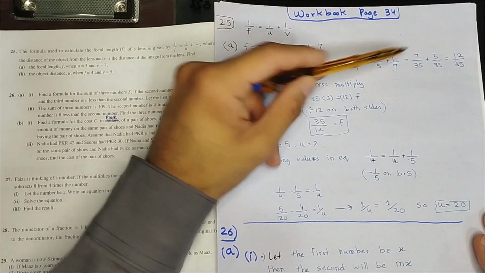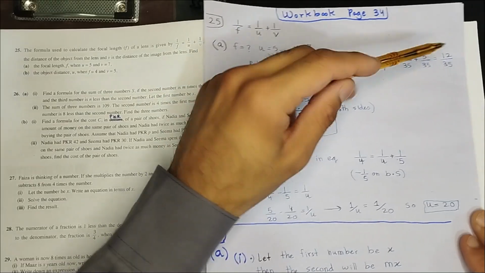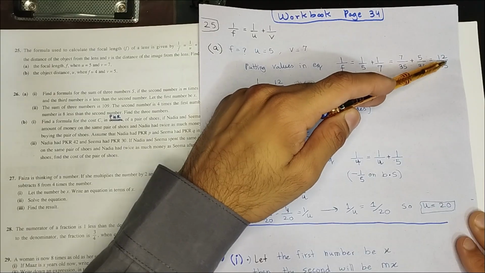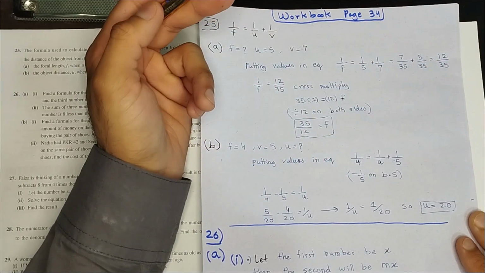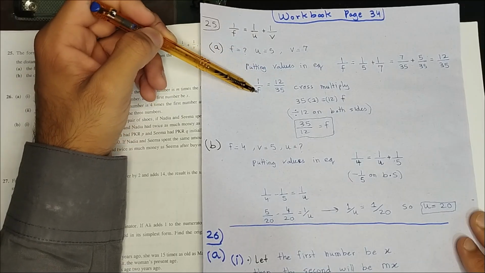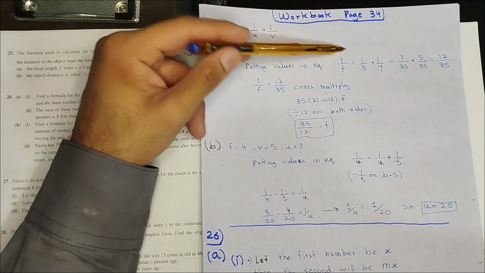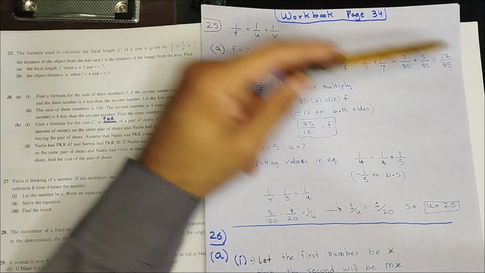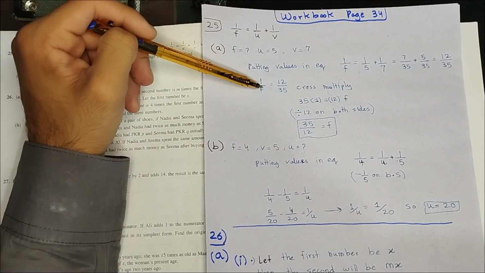This is basically a fraction. You're going to simplify it further and you're going to get the value of 12 by 35. This cannot be further simplified. That's why 1 by f is equal to 12 by 35. Make sure you remember that this is 1 by f. We haven't found the value of f, we have found the value of 1 by f. So we need to find the value of f.